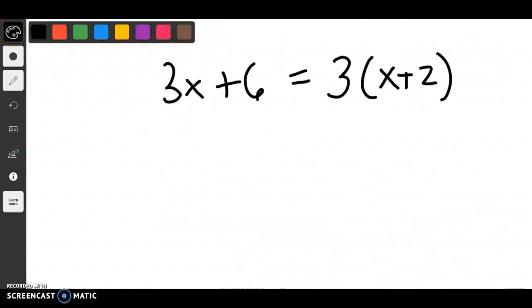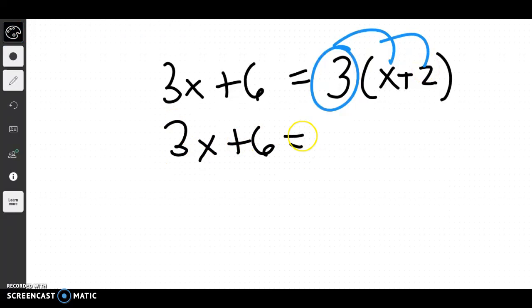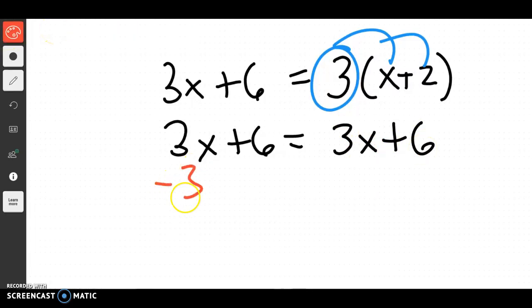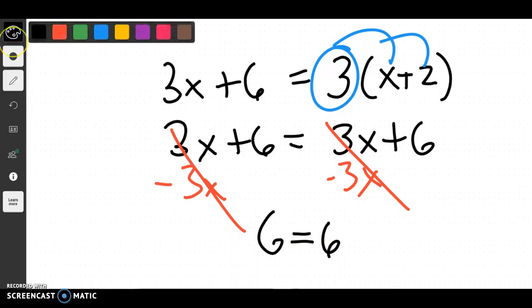We're going to check one more quick one where we're going to get a similar result. Okay, I'm going to try this one. I'm going to distribute this 3 to both things right here, and I'm going to get 3x plus 6 is equal to 3x plus 6. And you can see right now that these things are exactly equal, but let's get things together. So I subtract 3x. Those go away. And now I have that 6 is equal to 6.